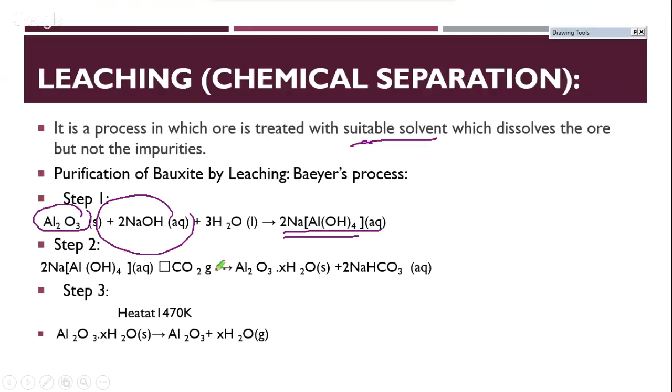Now, sodium aluminum hydroxide can further be treated to give Al2O3 back, with water of crystallization, and sodium bicarbonate. So you'll realize that you first dissolve Al2O3 to give sodium aluminum hydroxide, and then further you convert sodium aluminum hydroxide to give back Al2O3. So this is the process of leaching, where through a cyclic process you have achieved your ore and its concentration one more time. So that's a quick look at leaching.